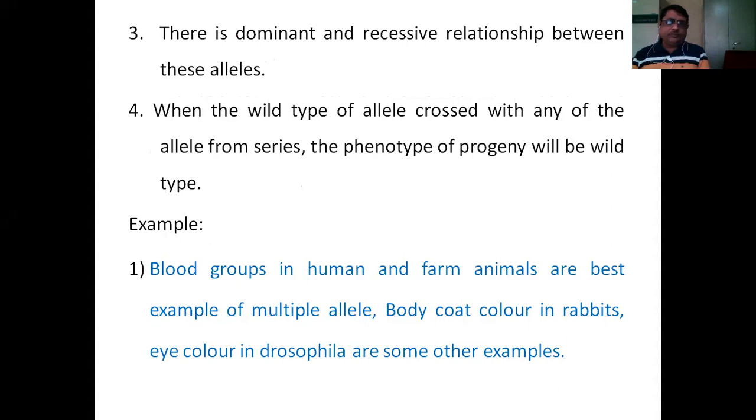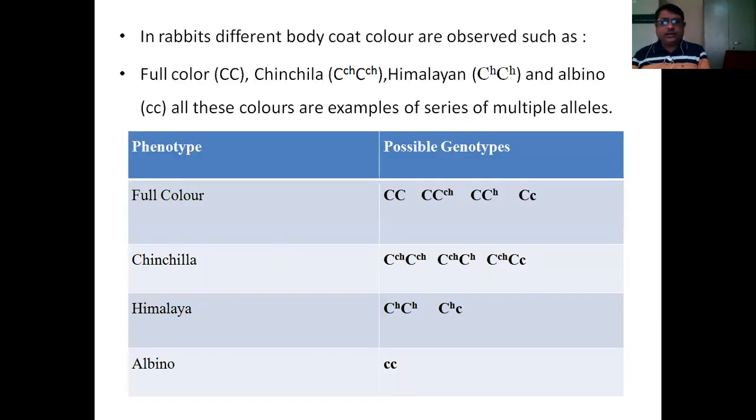Now we will see some examples of these multiple alleles. The blood groups in human beings and the coat color in rabbits are the best examples of multiple alleles. As far as coat color in rabbits is concerned, there are four types of coat color. First is the full color. This full color allele is the wild type allele, or we can say it is the original allele responsible for the coat color. And from this full color, the chinchilla, Himalaya and albino coat colors are formed by mutation.